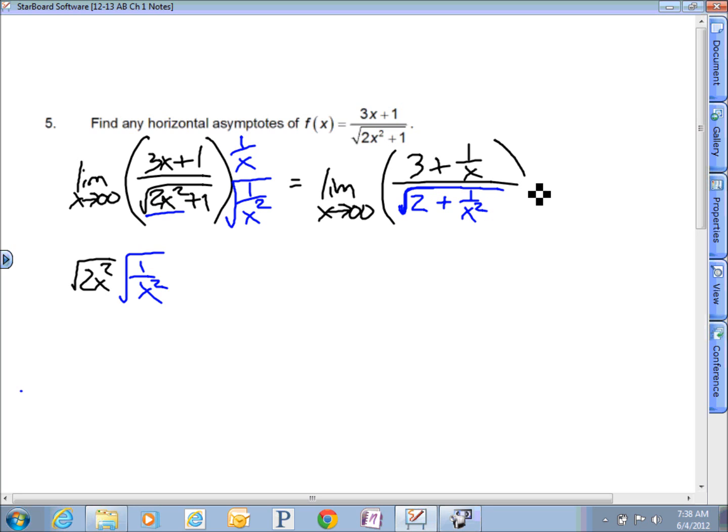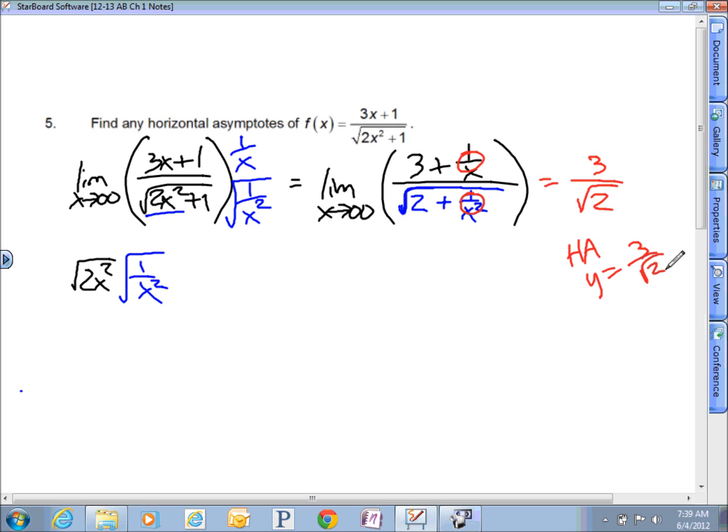And so if we now look at this thing and we evaluate this limit, again, same deal. Any term that has an x in its denominator is effectively going to drop out. Well, what do we have left? What we have left is a 3 over a root of 2. So what we found is that this function has a horizontal asymptote at y equals 3 over the square root of 2. 3 over the square root of 2.